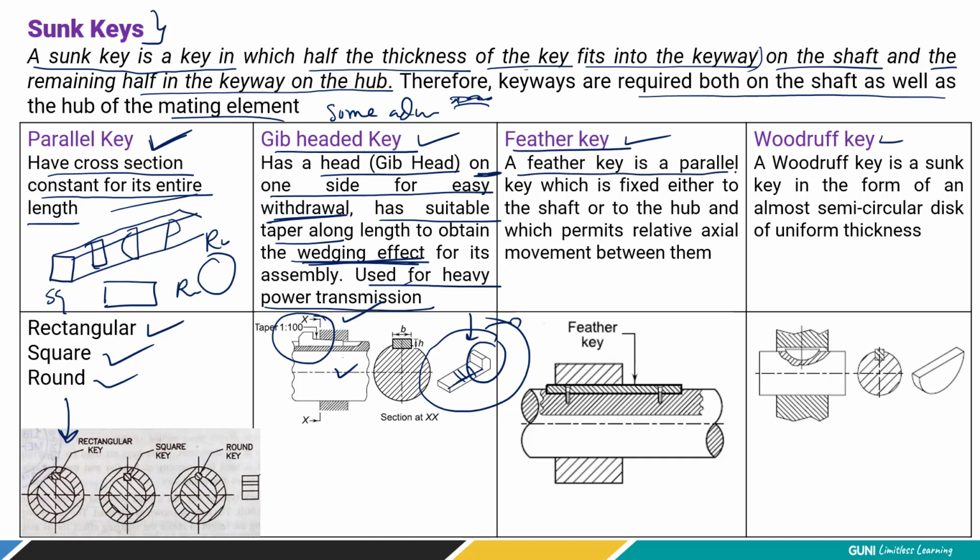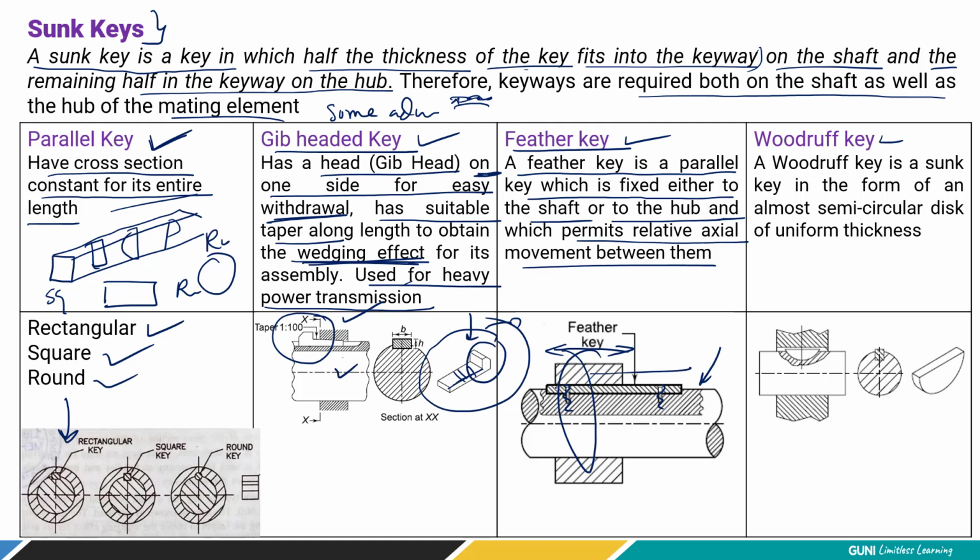A feather key is a parallel key which is fixed either to the shaft or to the hub. Try to understand this: it will be fixed either in the shaft or in the hub. So in this figure it is fixed in the shaft by screwing it, right? By screwing it. And how is it different? It permits relative axial movement between them. So this is very desirable where you want a translatory motion, rotating and translating motion of the opposite component. It will rotate here, and we can also move it sideways.